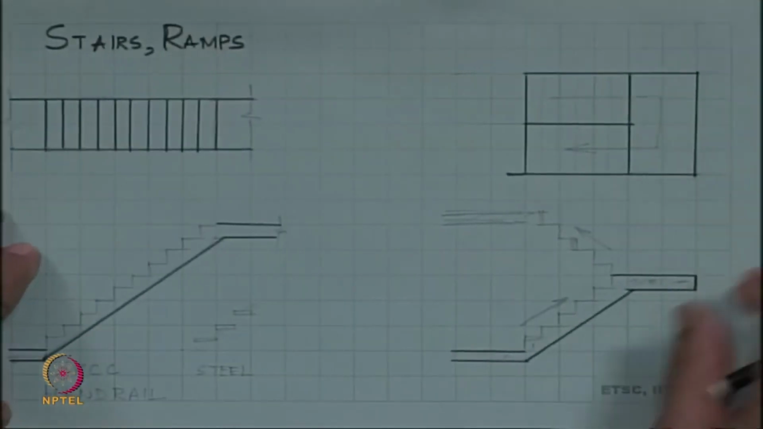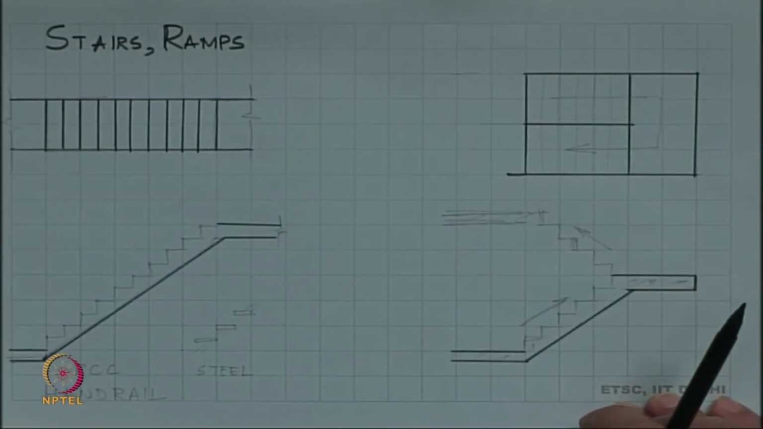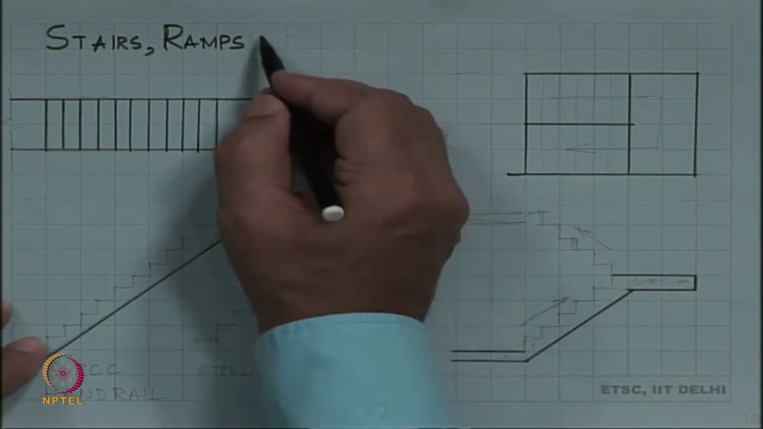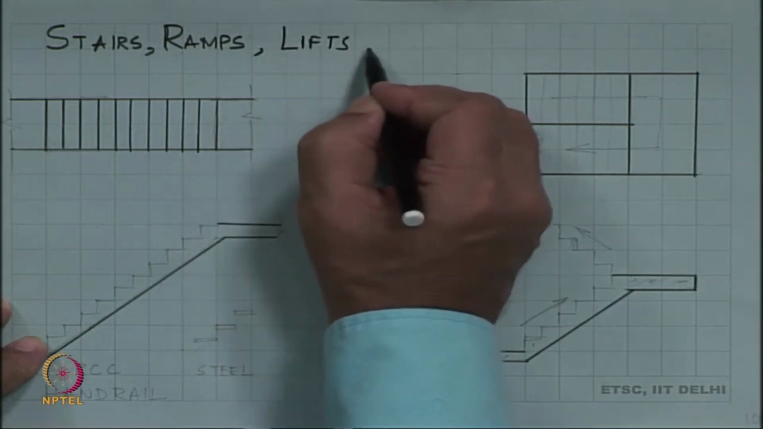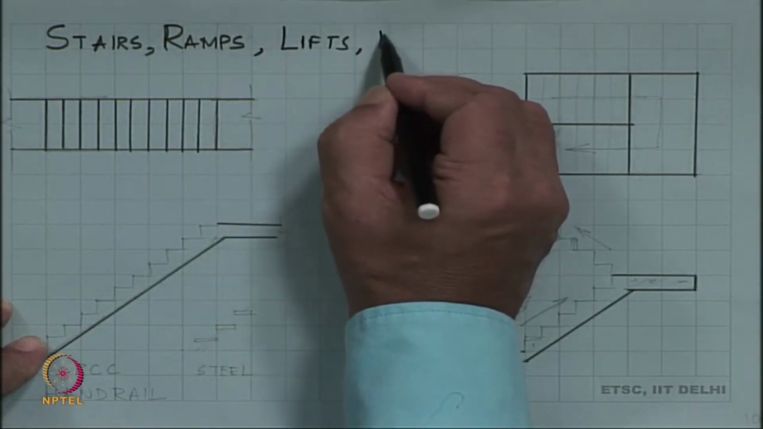So, that is for doors and windows. The next thing is, when you have multiple floors, we need to show the access and we will show stairs, ramps and the other techniques that are there. We will not go into the details of those, those are lifts and elevators.